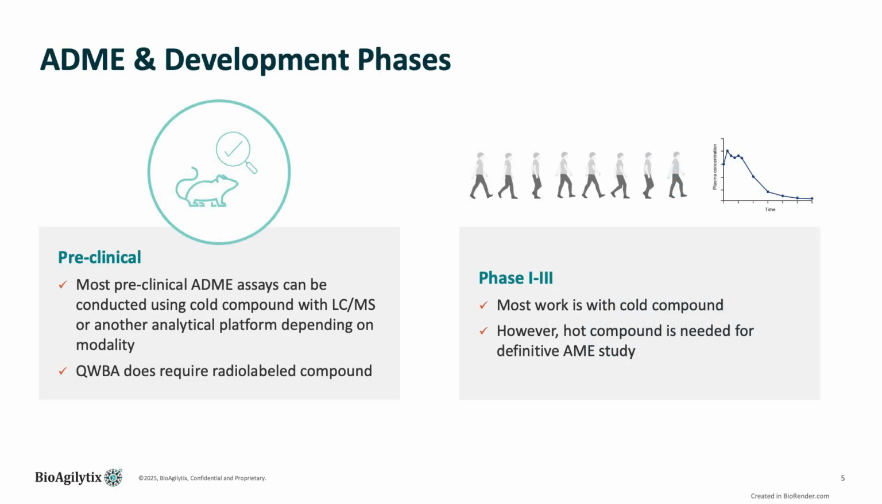These ADME data are collected for preclinical phases as well as phase 1 through 3 in clinical trials. Most preclinical ADME assays can be conducted using a cold compound with LCMS or another platform depending on the modality. QWBA does require radiolabeled compound at the preclinical phase. For phase 1 through 3, also most work is done with cold compound. However, hot compound is needed for definitive absorption, metabolism, and excretion study at the human stage. So we need a way to produce these hot compounds.